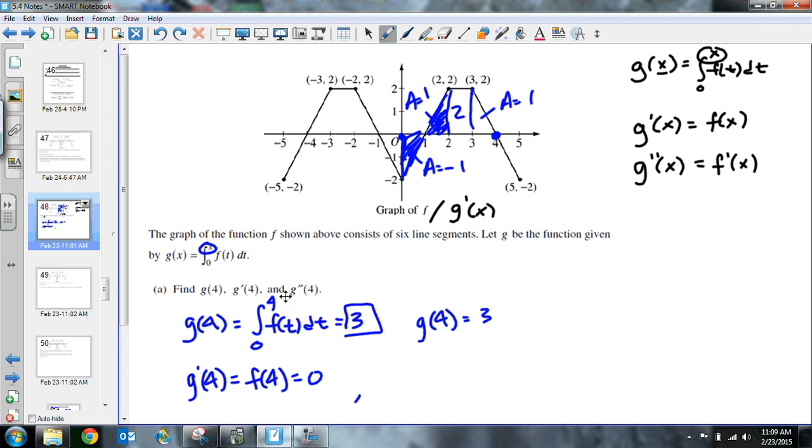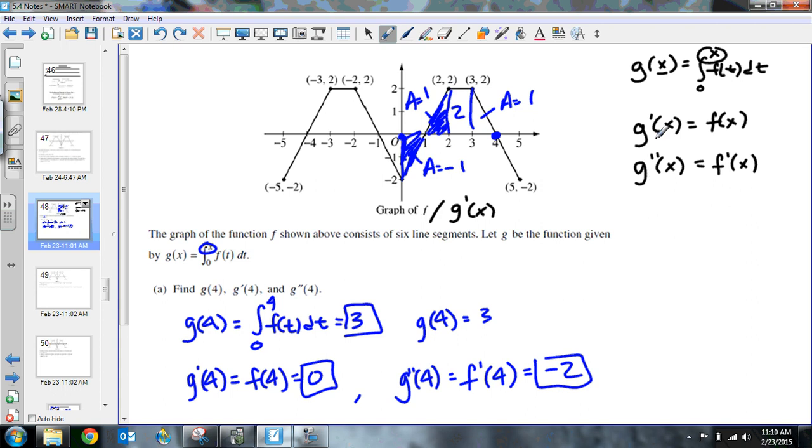The other thing I wanted to find is g double prime of 4. Well, that's the same thing as me saying f prime of 4. If I wanted to find the slope of this line, to get from here to here, I go down 2 over 1. It's going from the top left to the bottom right. So we get a slope of -2. Okay, so this was the area under the curve between 0 and 4. This is the y value when x is 4. And then this is the slope when x is 4. So I get all that just by writing this, okay? Without writing this, this would be a very difficult thing to achieve, okay?